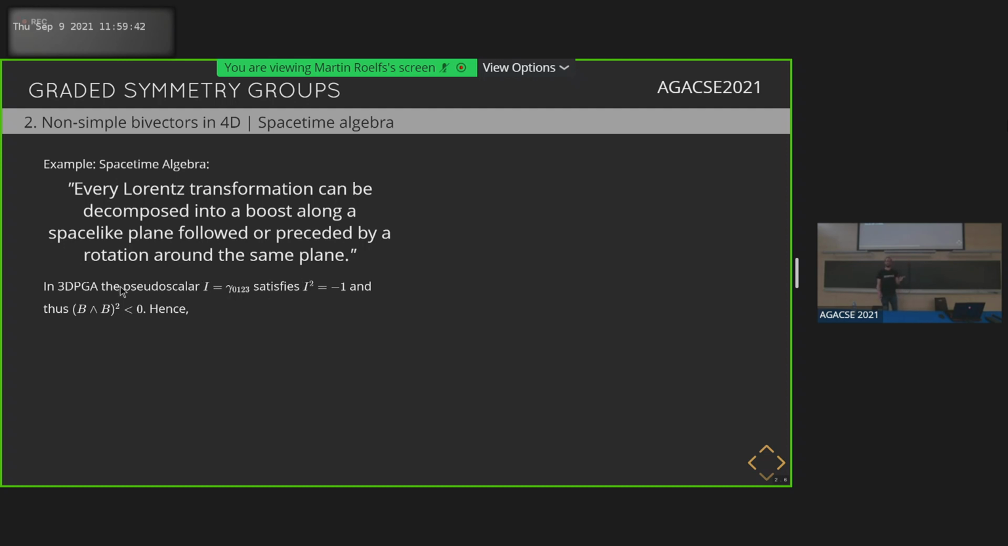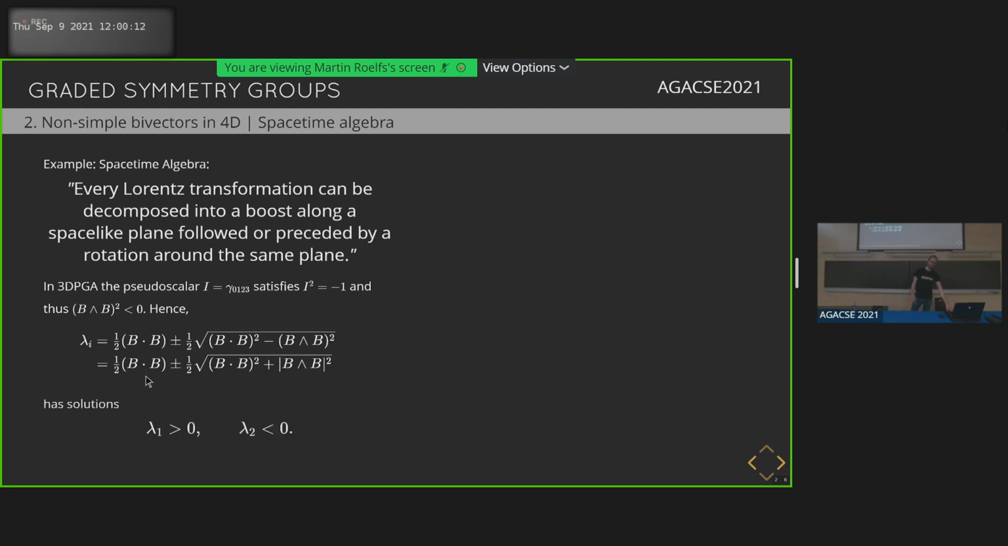So in STA, the pseudoscalar I, which is gamma naught 1, 2, 3, squares to negative 1. And thus we find that B wedge B squared is always a negative number. So in that case, we can also use some simplifying notions. That means that for this B wedge B squared term, I can just replace that with a plus here and then the magnitude of B wedge B squared. And that has as a result, when you think about it, that one of the lambdas will always be positive and the other one will always have to be negative because this term here will always be greater than the preceding term.